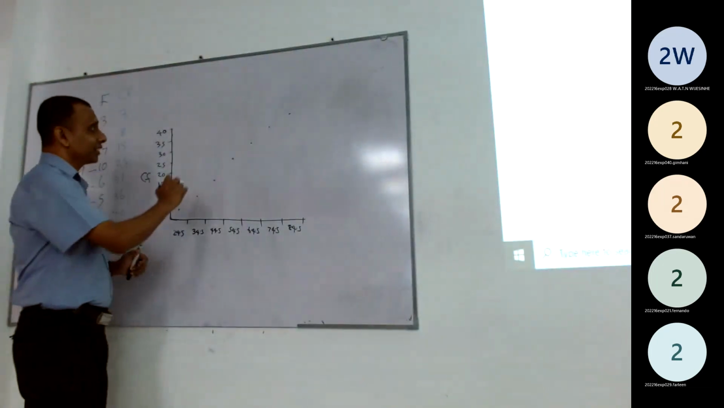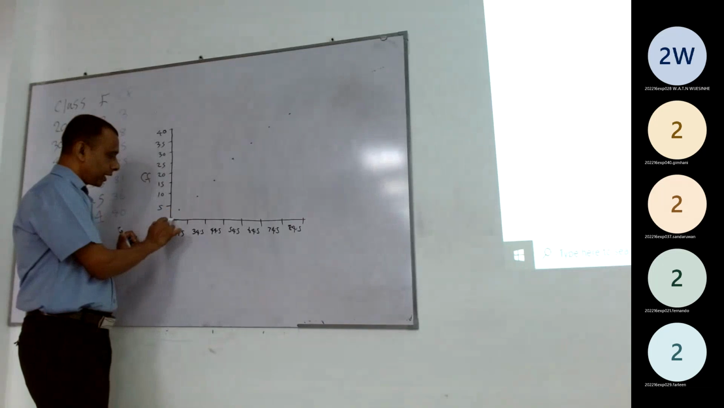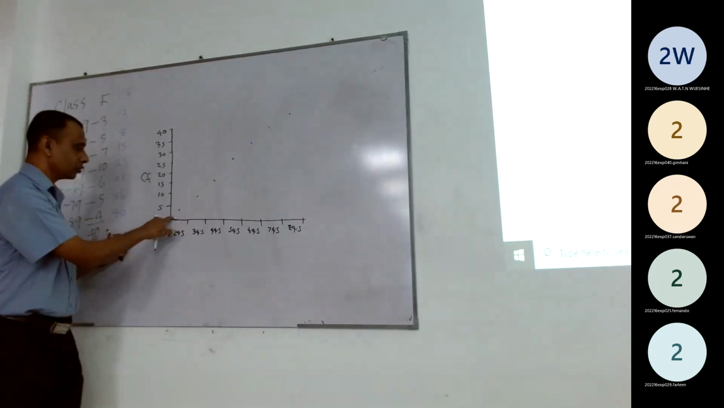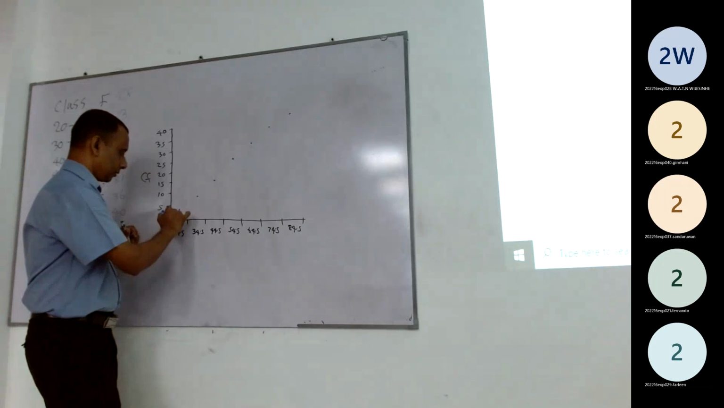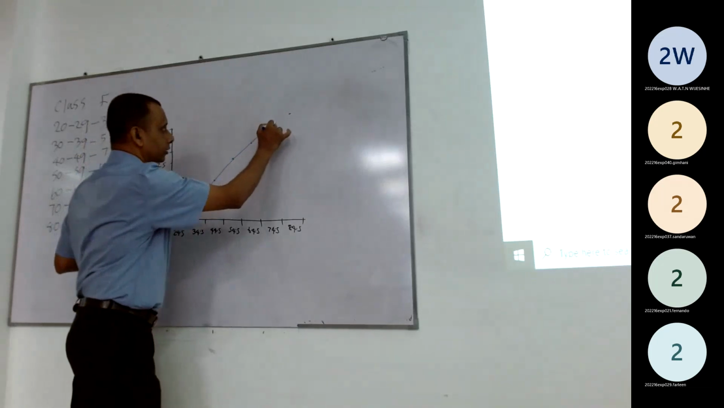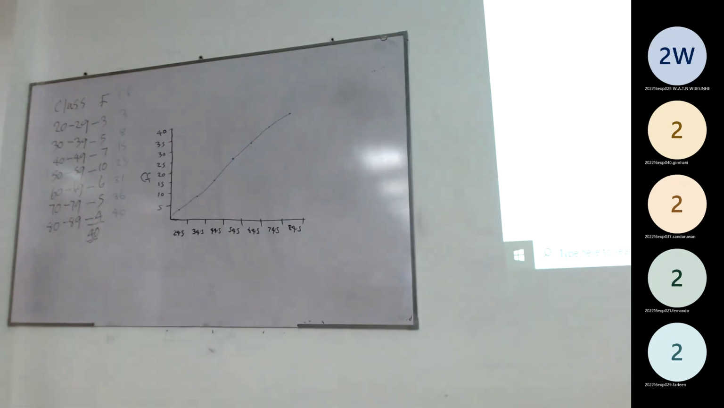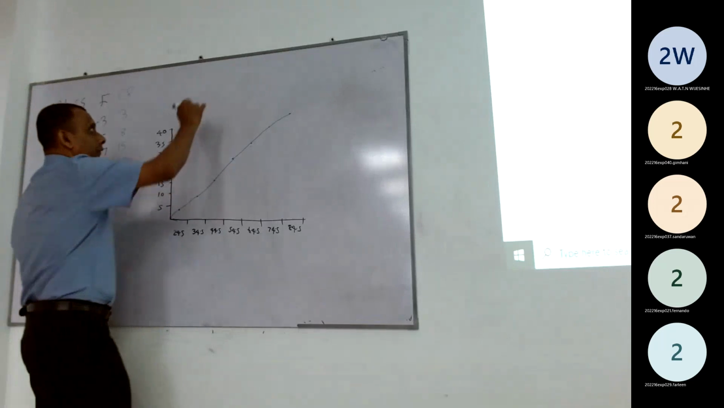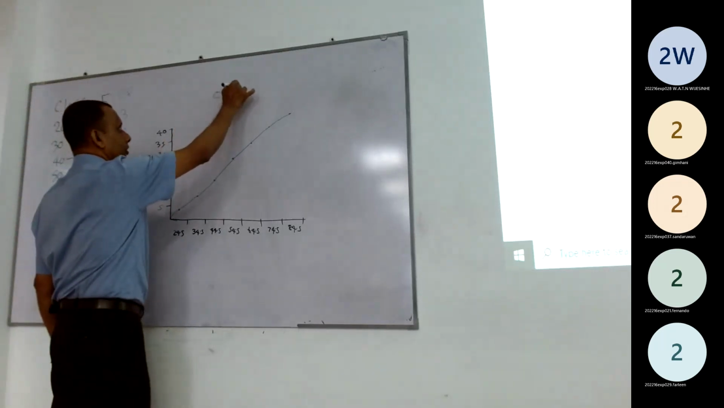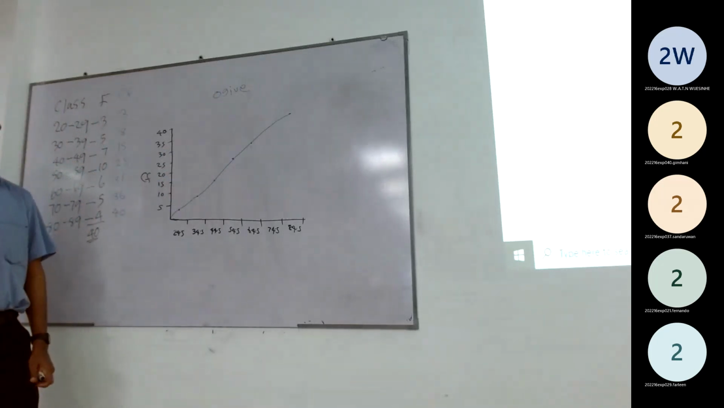Right, then mark it as a curve. That's it. From the root point, or if you use a zigzag line, after that zigzag line you can start, no problem. Not a linear line, smoothly link this way. Don't use a ruler. This is an ogive, or cumulative frequency curve.